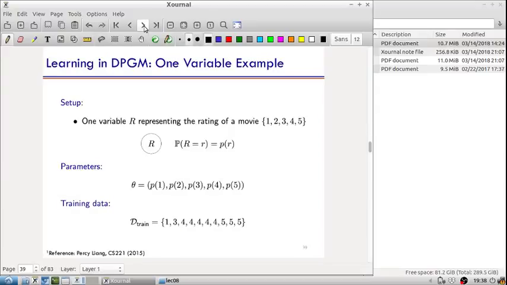A simple setting is this. Let's say there's only one random variable R. There's no edge, there's no other random variable, and it takes 5 values. Which means that the parameters are 5 numbers. In fact, 4 numbers, but parameters are 5 numbers. They have to sum up to 1. The sum of P of i is equal to 1. So those are the 5 parameters.